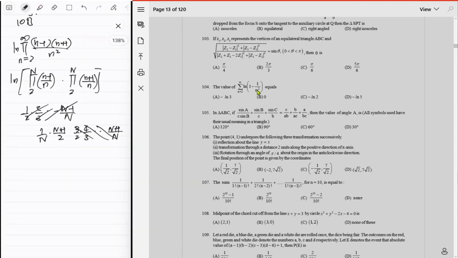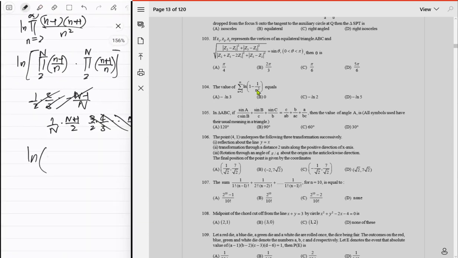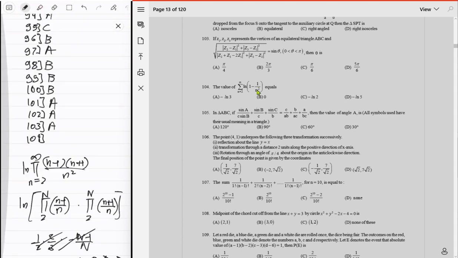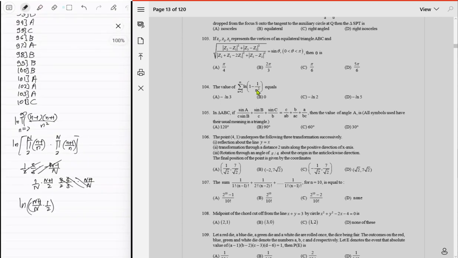This whole product will be, natural log of what? Capital N plus 1 upon capital N, that times 1 upon 2, right? This is what the sum will be. And as capital N tends to infinity, this thing just approaches 1. So what will this become? Natural log of 1 upon 2. So C is the answer. Next question 105.